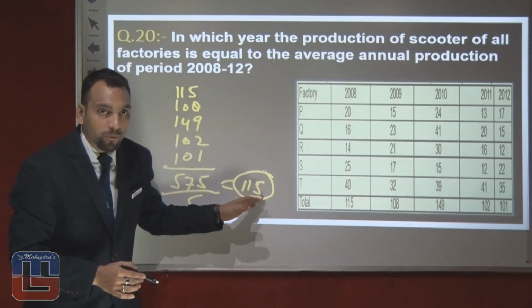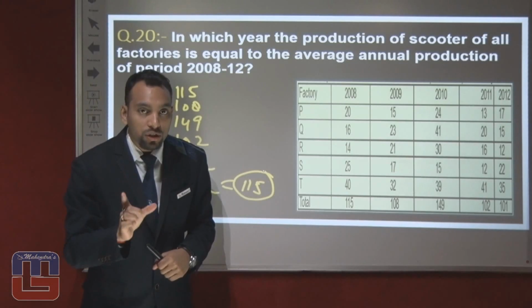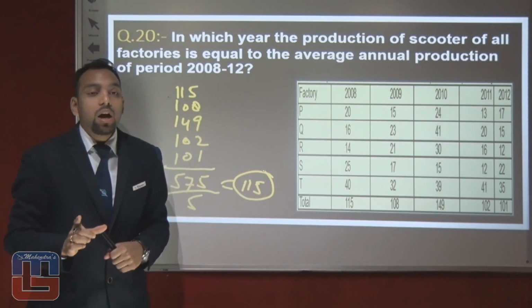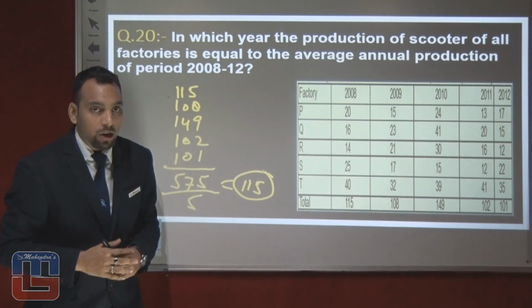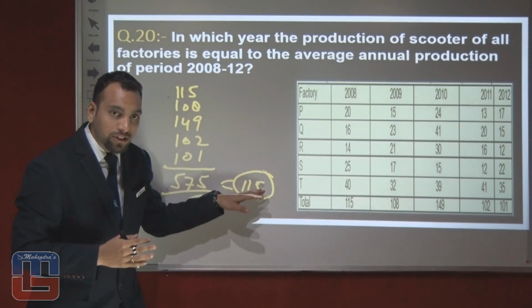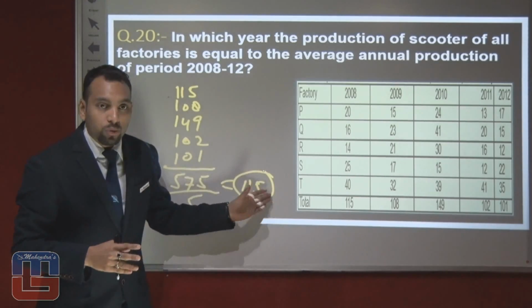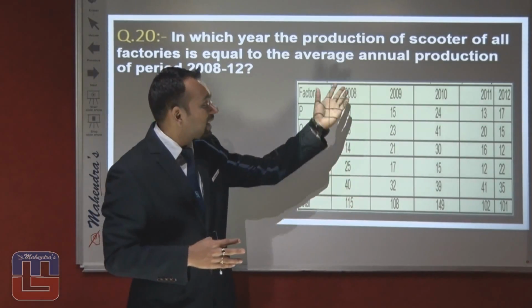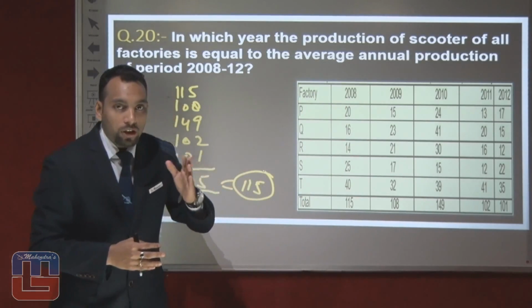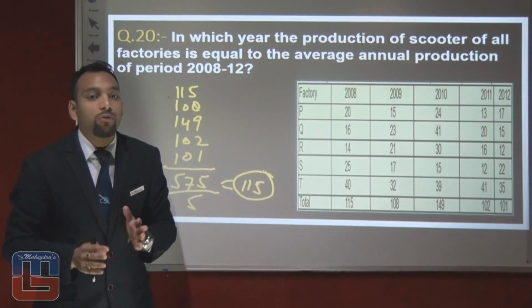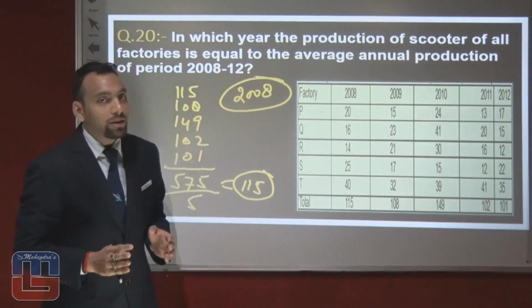So the average is 115, and the question is saying in which year the production of a scooter of all factories is equal to the average. Now look at the data or look at the table. Average is 115. In which year it is equal to this one? Now see, this is 115. So it is clearly from this table, in 2008 production of a scooter is equal to the annual production. So the answer of this question will be 2008. So these are the questions.